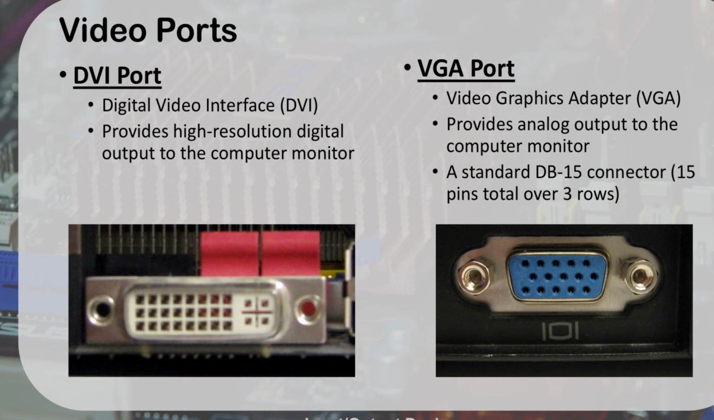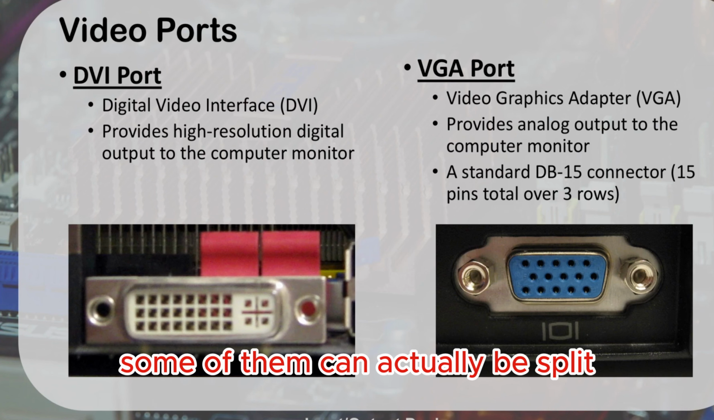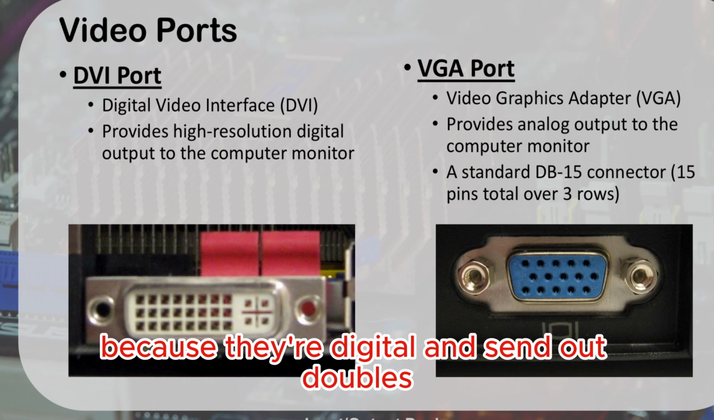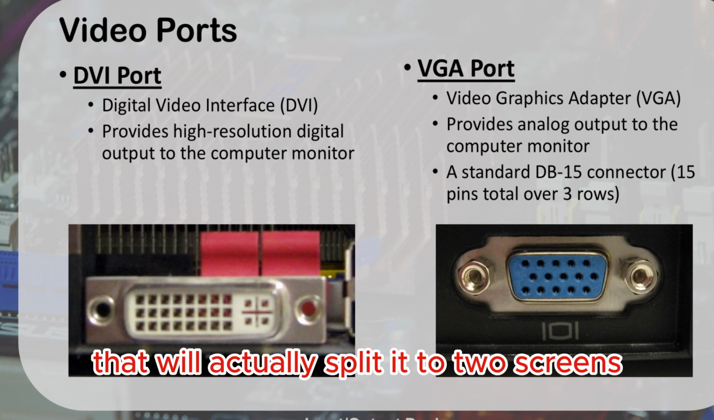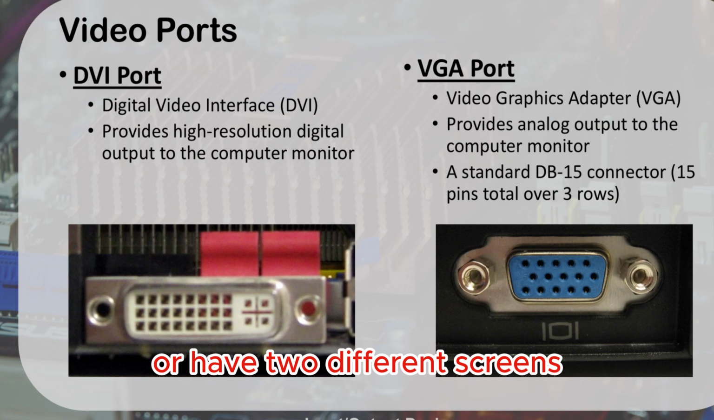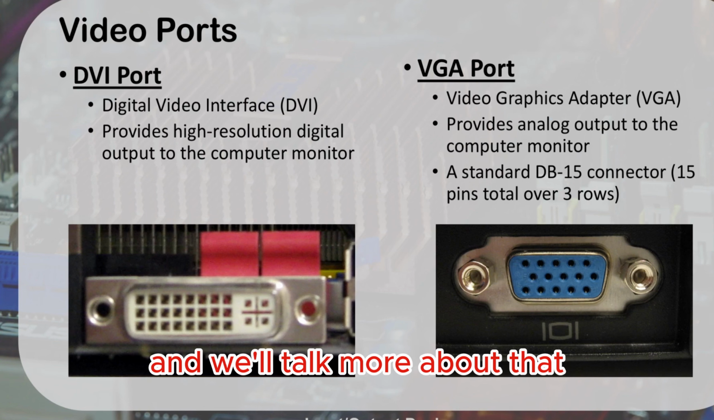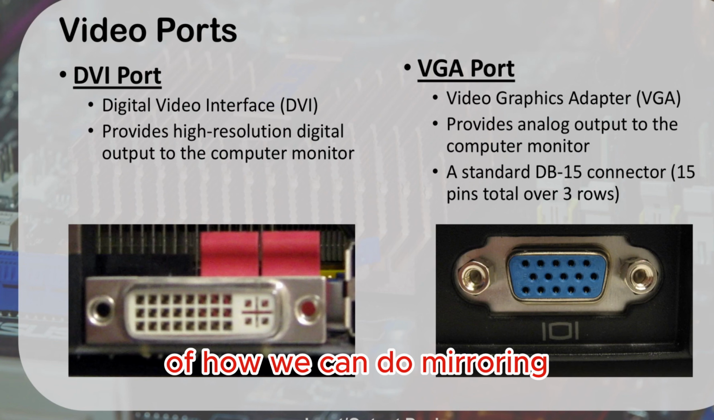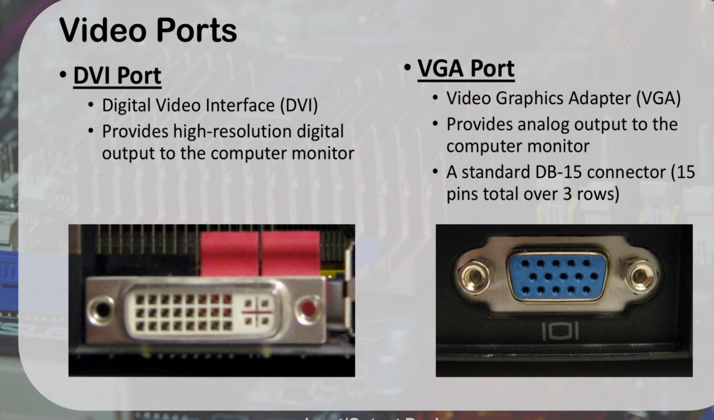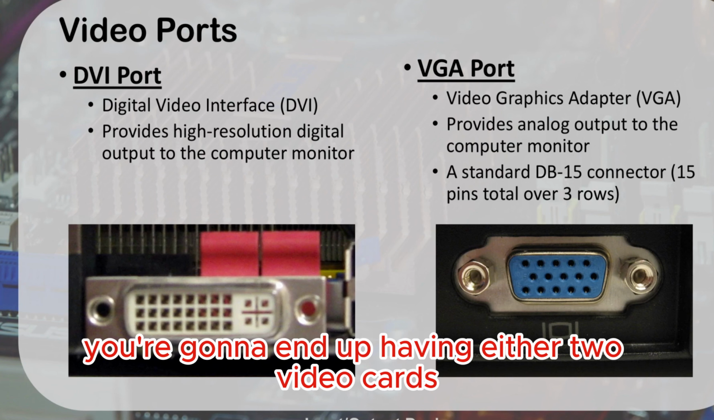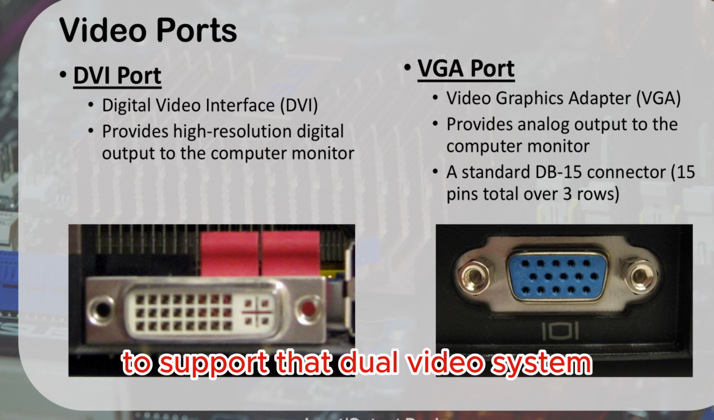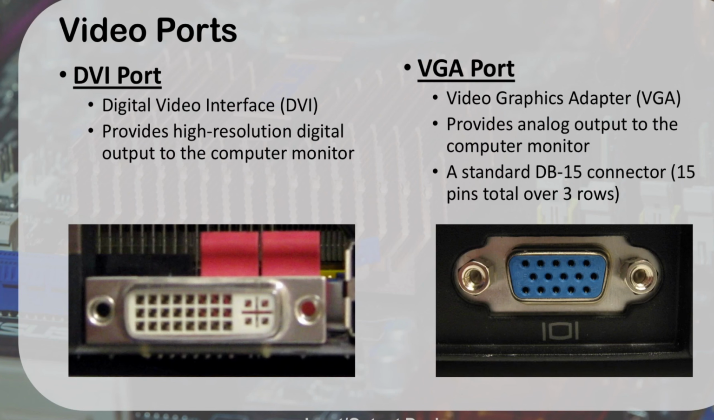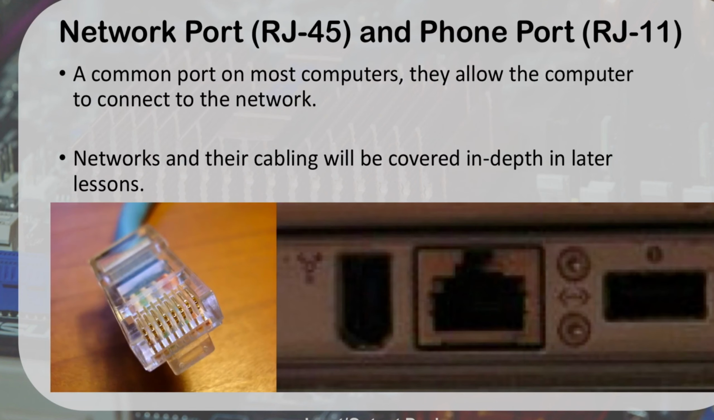With DVI, some of them can actually be split, because they're digital and send out doubles, with a special Y adapter that will split it to two screens. You can either mirror them or have two different screens. And we'll talk more about that when we get to the video display chapter, of how we can do mirroring or extending. And I'll show you guys that as well. But usually you're going to end up having either two video cards or a video card that has multiple interfaces to support that dual video system.